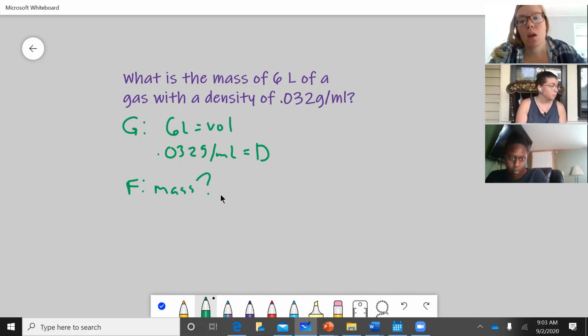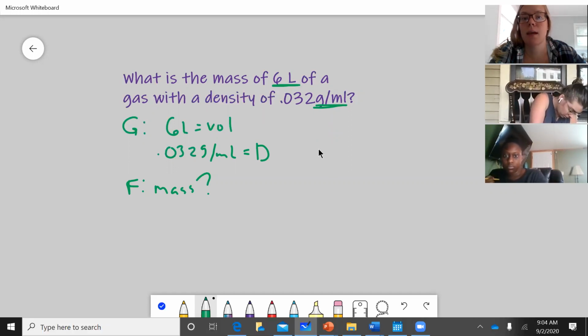So this is where you've got to start to look at the details. Hopefully some of you realize that this is in units of liters, and this is in units of grams per milliliters. These two units are not matching up. So if I was to plug these into my density equation, liter and milliliter will not cancel with each other. So what we need to do is get these into the same units.